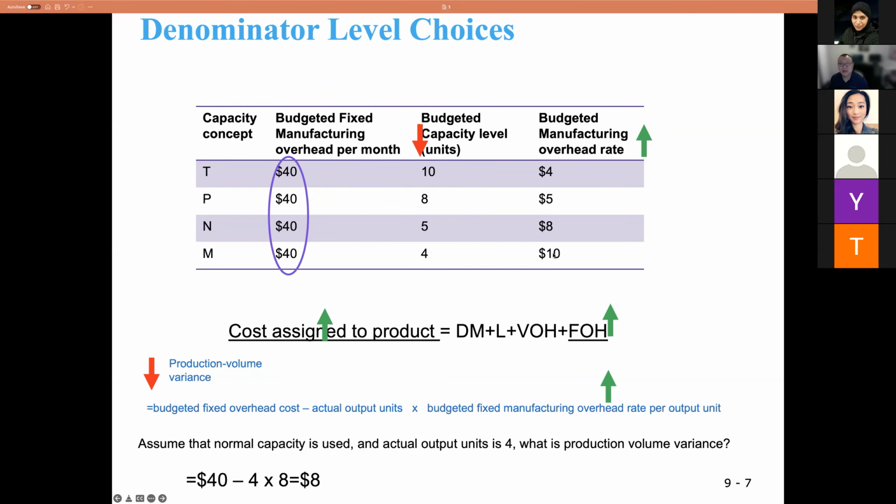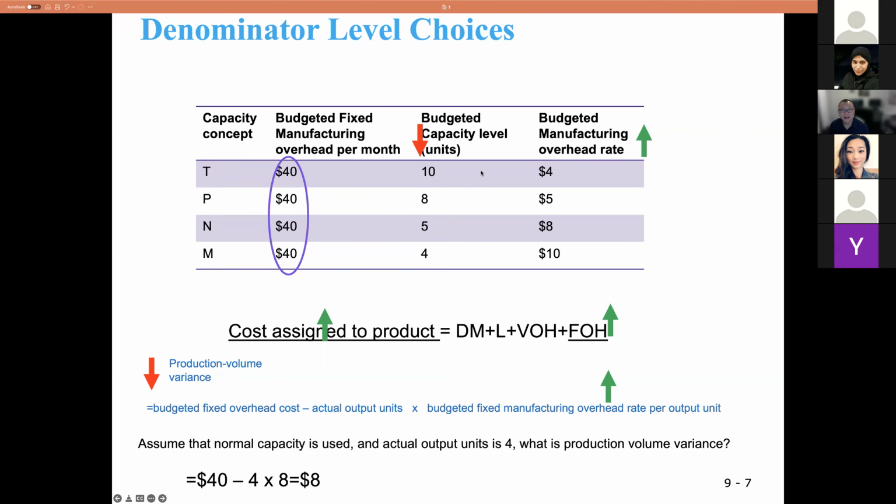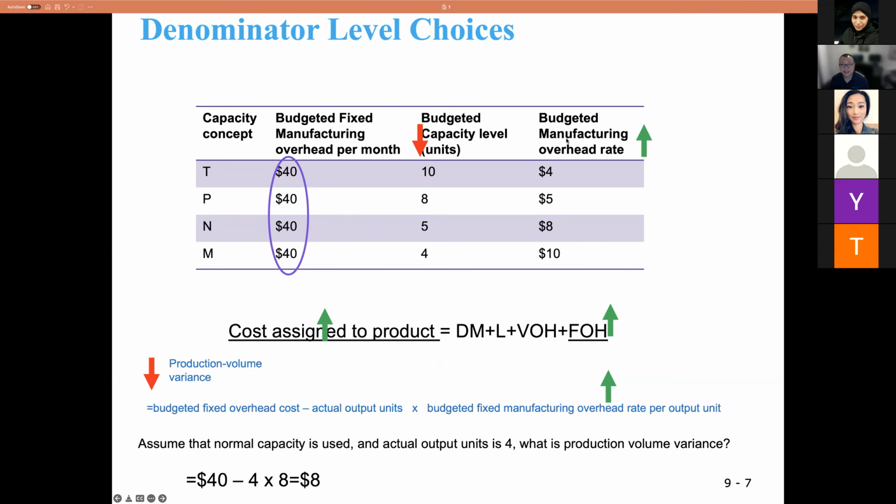So tell me, when the capacity level went down, what happened to the rate? If the capacity level you used is lower, what happened to the rate? Increase. Goes up, right? You can see when the capacity level goes from 10, 8, 5, 4 going down, the rate is going up: 4, 5, 8, 10, right?